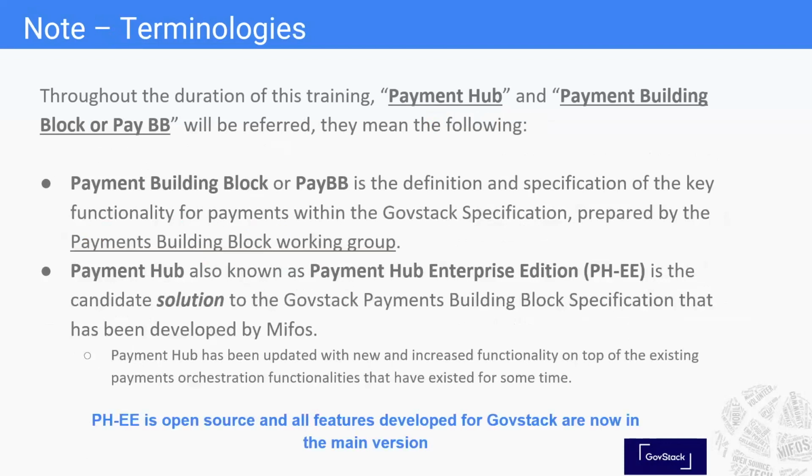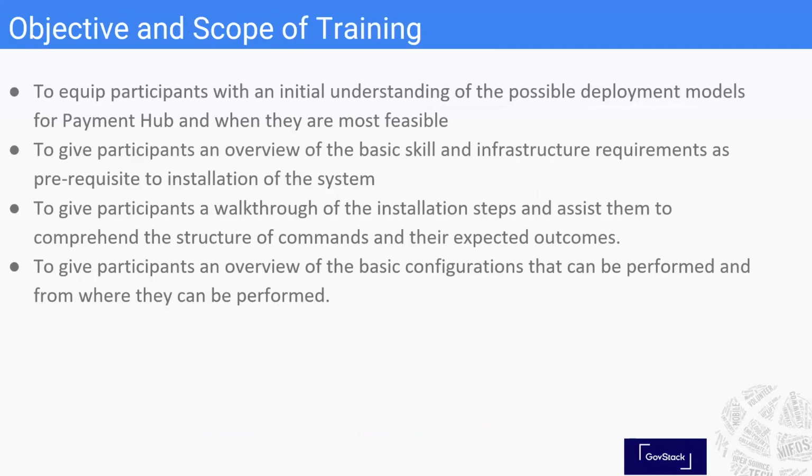Right? As always, before we proceed further, there are 2 terminologies that will be used quite a bit in the training ahead. One refers to payment hub and the other is related to payment building block. So payment hub is actually the candidate solution that has been implemented for payment building block, which consisted of the requirements that were chalked out by the payment building block working group. So whenever we mention payment hub, it is actually the solution which is made in lieu of payment building block.